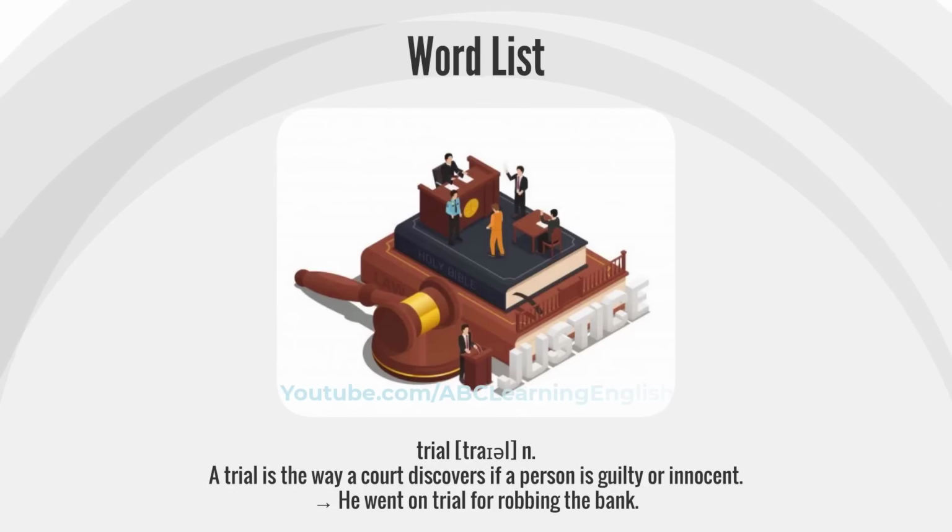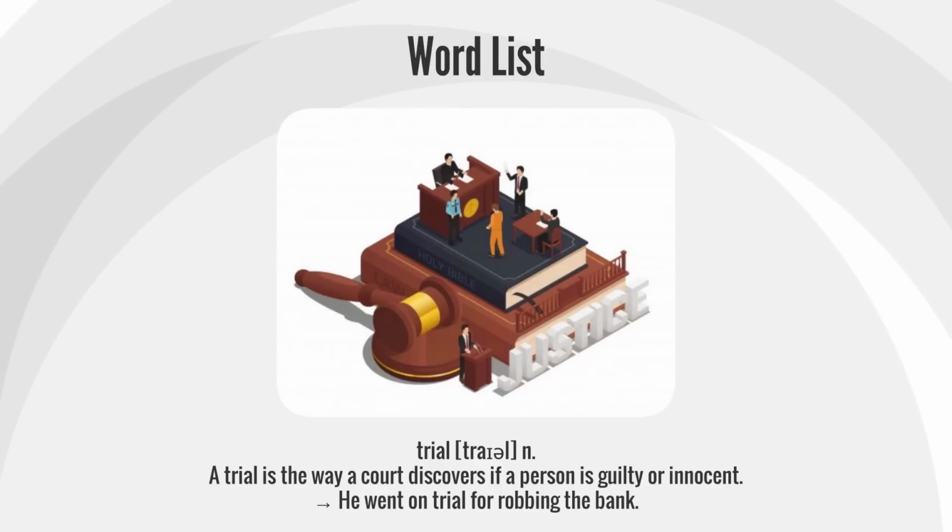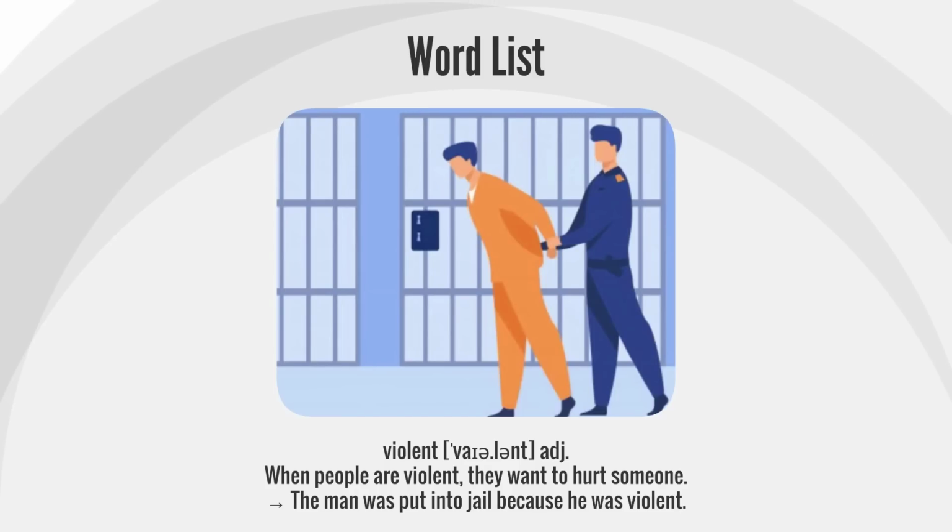Trial. A trial is the way a court discovers if a person is guilty or innocent. He went on trial for robbing the bank. Violent. When people are violent, they want to hurt someone. The man was put into jail because he was violent.